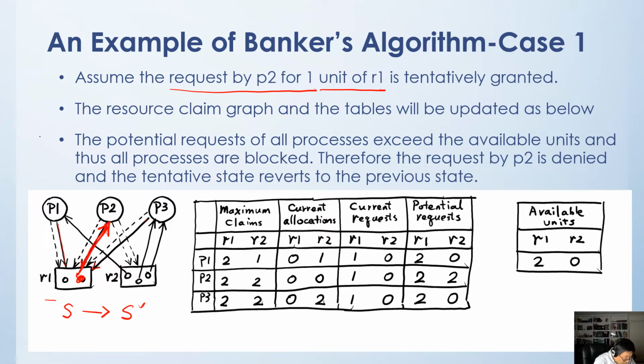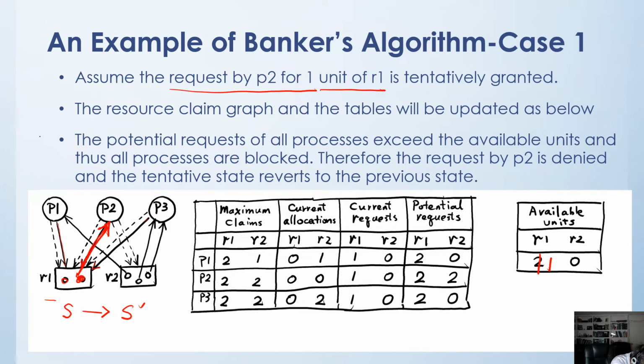Okay, so the grant of this acquisition will lead to a change in this table. Now let's check what data has been changed. First, the available units: R1 has 2, R2 has 0, but after we grant this acquisition, now only 1 unit of resource 1, R1, is available, right? So only 1 is available. What else has been changed?